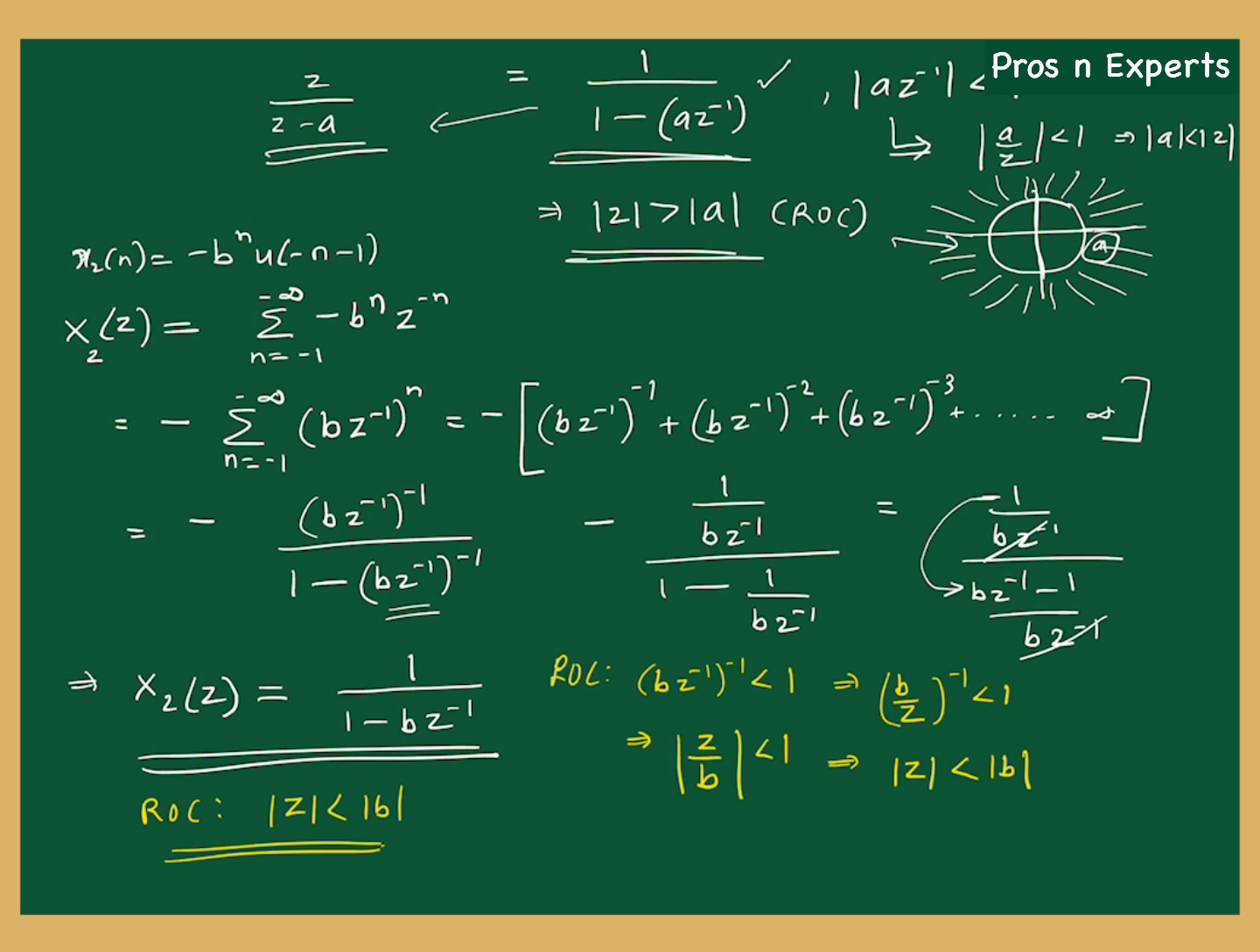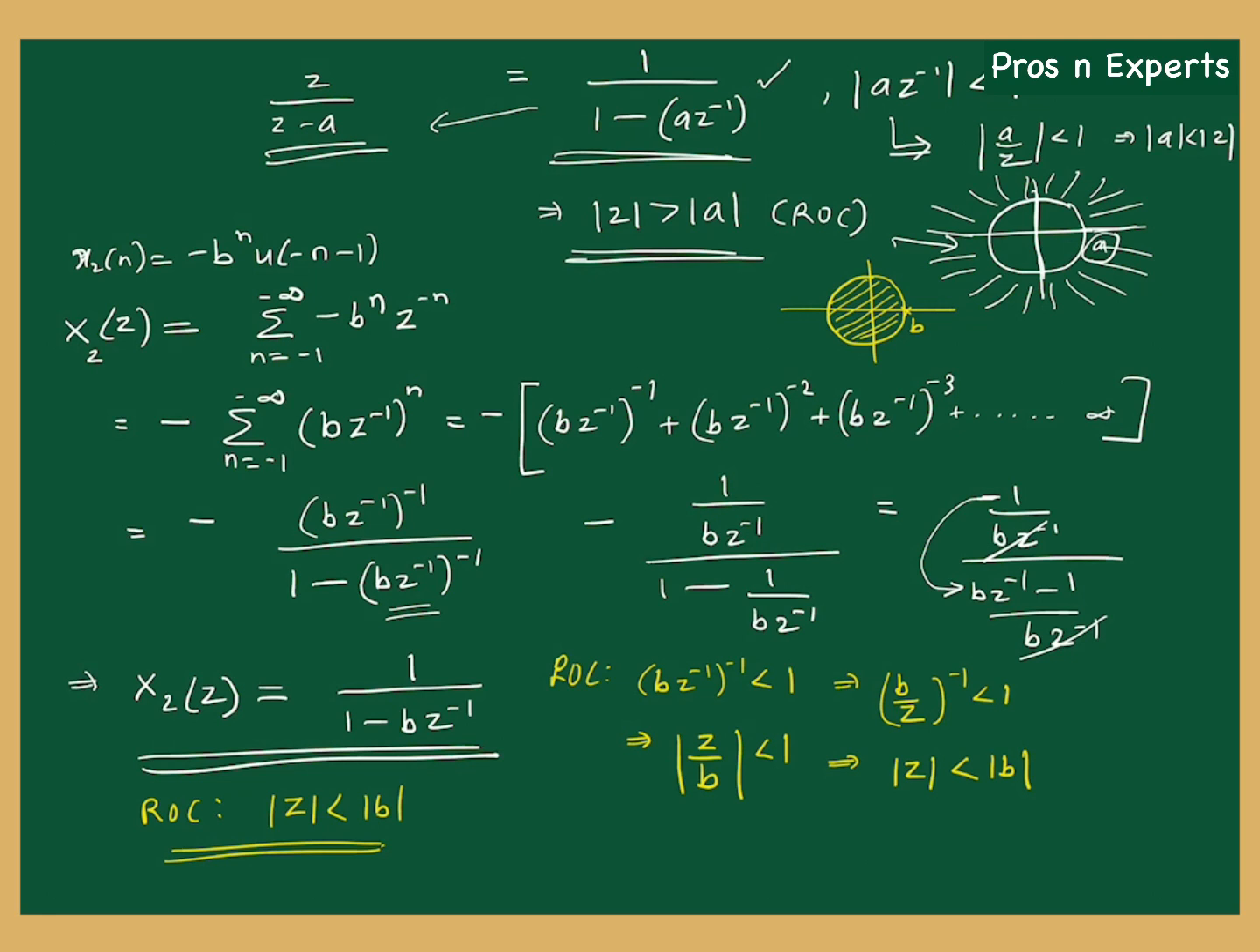So this left-sided signal will have a z transform or ROC of the form mod z less than mod b, which I can draw here. If I'm drawing a circle with the pole b as the radius, then mod z less than mod b means all of the z plane which is less than, or inner to, this circle whose radius is the pole.